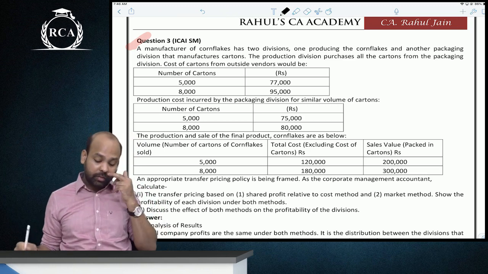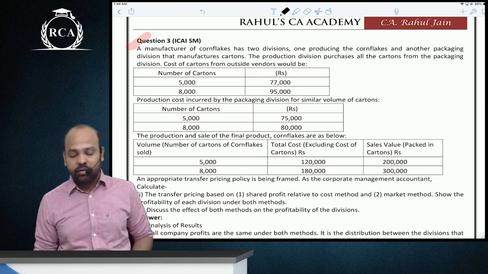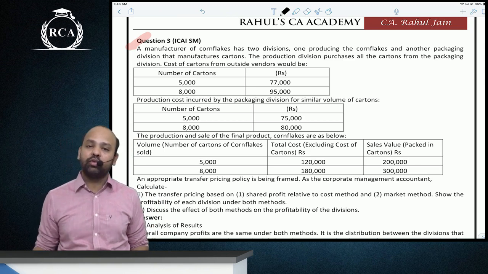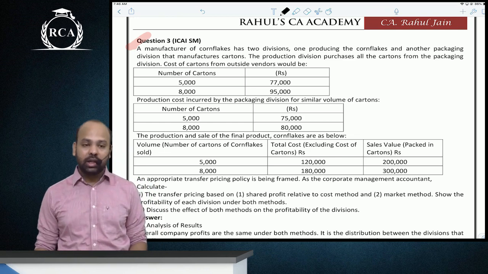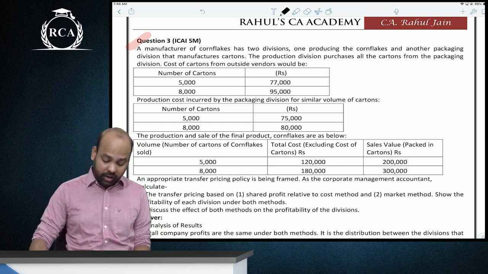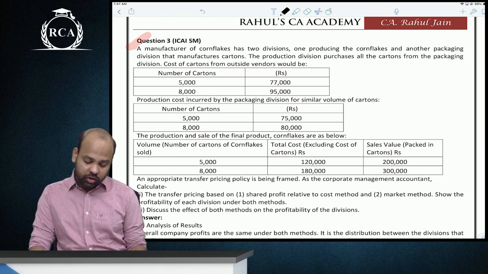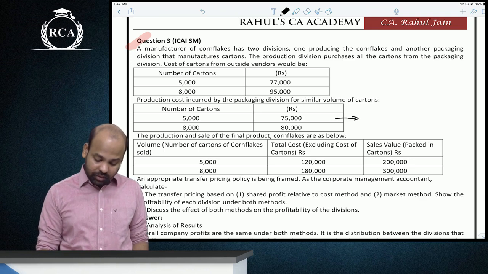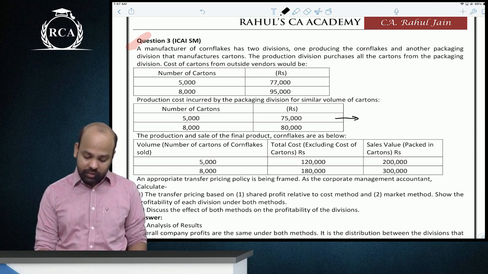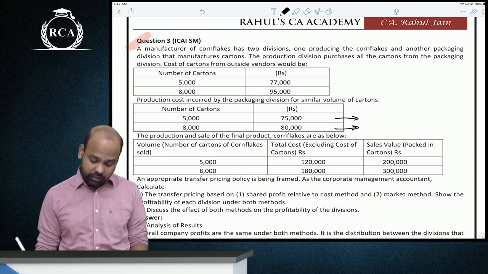The cost of cartons from outside vendors: if they procure 5,000 cartons from the outside vendor, it will cost them 77,000, and if they procure 8,000 cartons, it will cost them 95,000. The production cost incurred by the packaging division for a similar volume of cartons is 75,000 for 5,000, and 80,000 for 8,000.